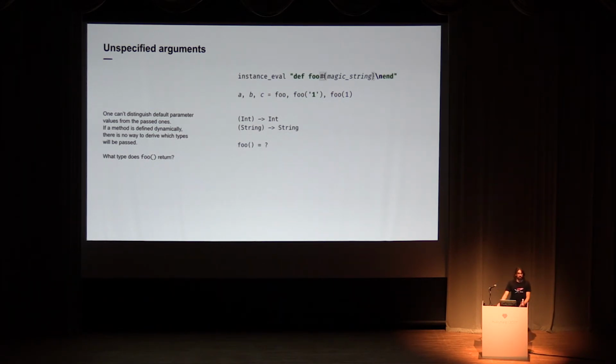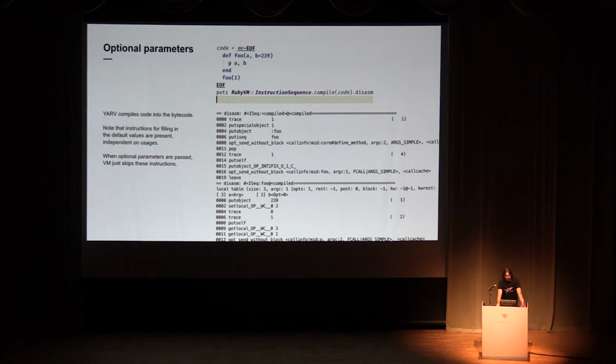So this poses a problem, because not every time we can find the source of the method, and not every time, even if we find it, can we understand what's the type of the default expression. So we need to go deeper and refer to another debugging possibility of the virtual machine, which is disassembling YARV bytecode.